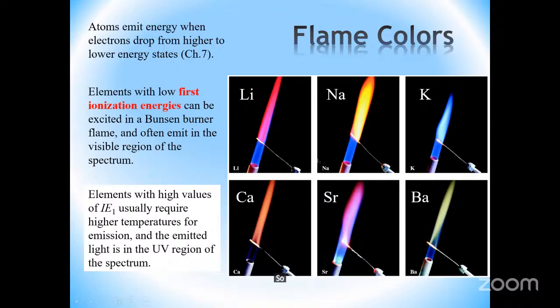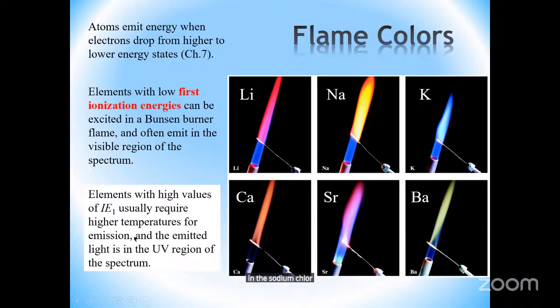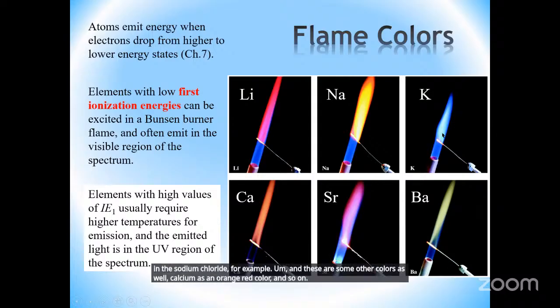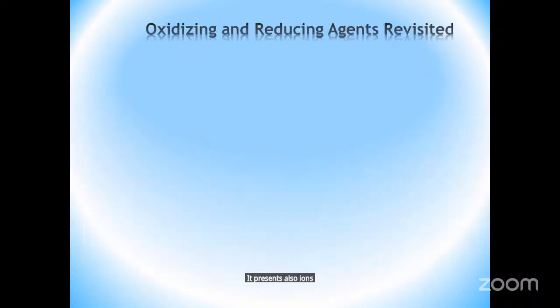So these are just some examples of the different types of colors. For example, in the case of sodium, you see a yellow flame. If you are cooking at home, something which contains salt, and you have some spillover onto your burner, you might see a yellow flame that is due to the sodium in the sodium chloride, for example. And these are some other colors as well. Calcium has an orange-red color and so on. Potassium is kind of blue, etc. All right. So we can use these to detect the presence of certain ions in an aqueous solution.